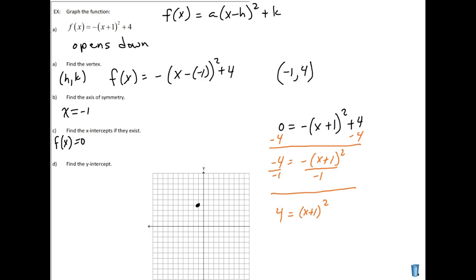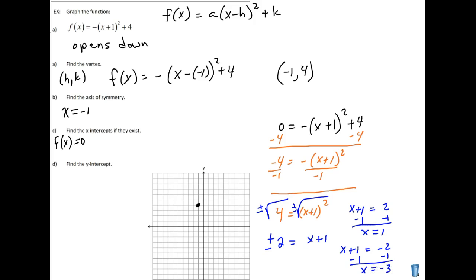Now we're going to take the plus or minus square root of both sides. So I get plus or minus 2 equals x plus 1. What I have is x plus 1 equals 2 and x plus 1 equals negative 2. When I solve, I get x equals 1 and x equals negative 3. Remember, these are our x-intercepts, so I write them as (positive 1, 0) and (negative 3, 0). I can put those in here, positive 1 and negative 3.